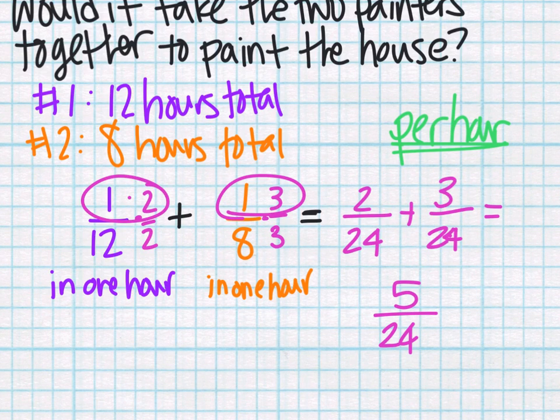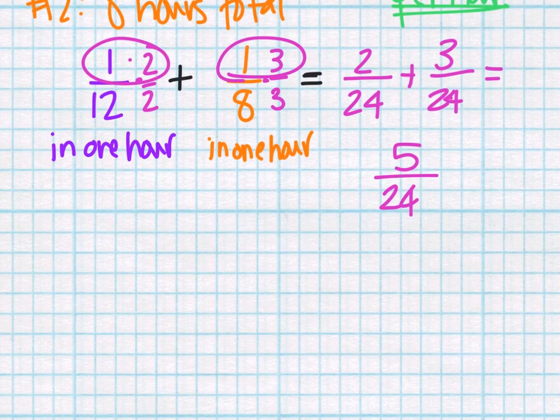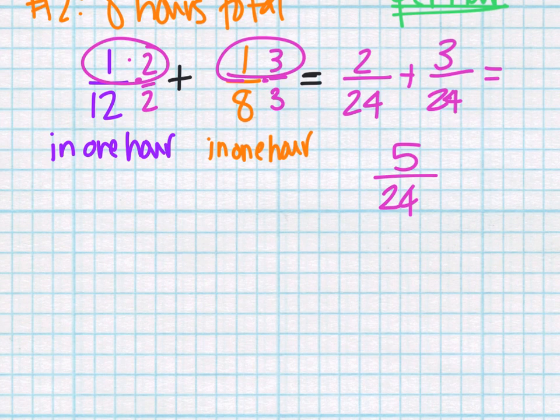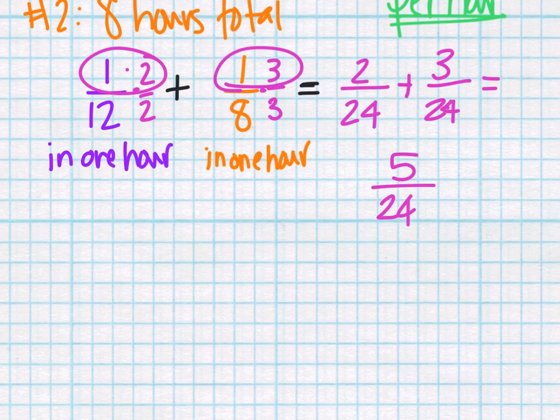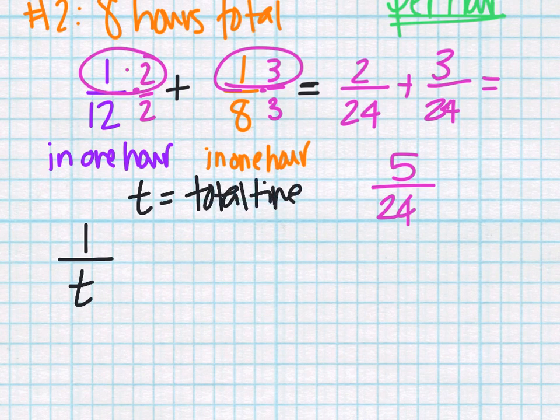So now I'm going to write an expression talking about how much of the job, because we don't need to know how much per hour, we need to know how long it will take them to do the entire house. So working together, I don't know how much it is yet, so I'm just going to say it takes them t. That's how much time it takes, 1/t per hour. So I'm saying t is total time, and 1/t is how much they do in 1 hour.